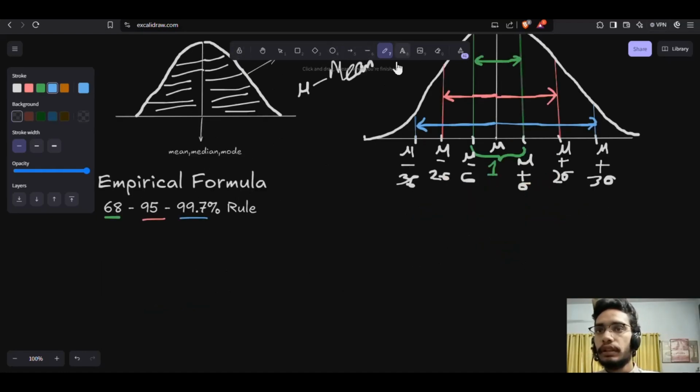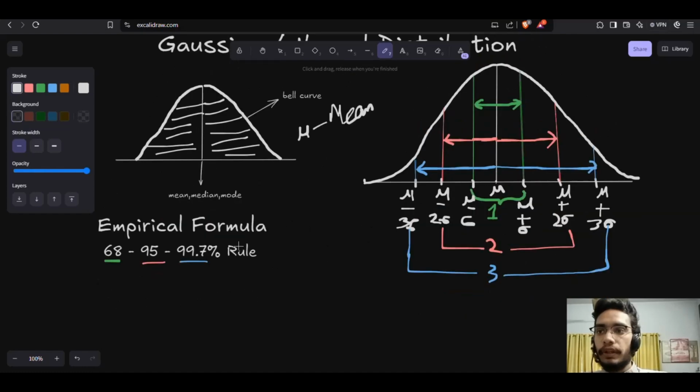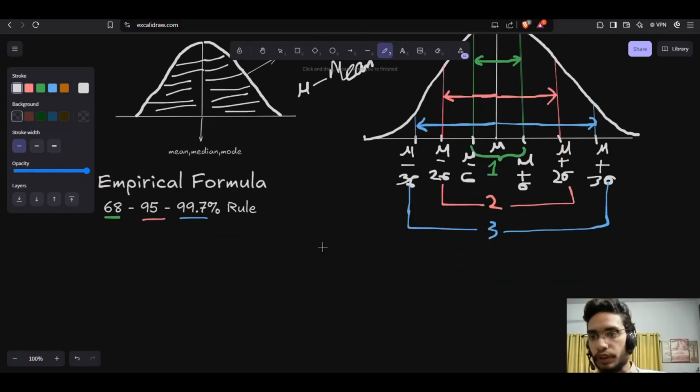Let me just draw this if you want. This is your third standard deviation, and this was your second standard deviation. Okay, now I hope you understand how this empirical formula is applied to your normal distribution.